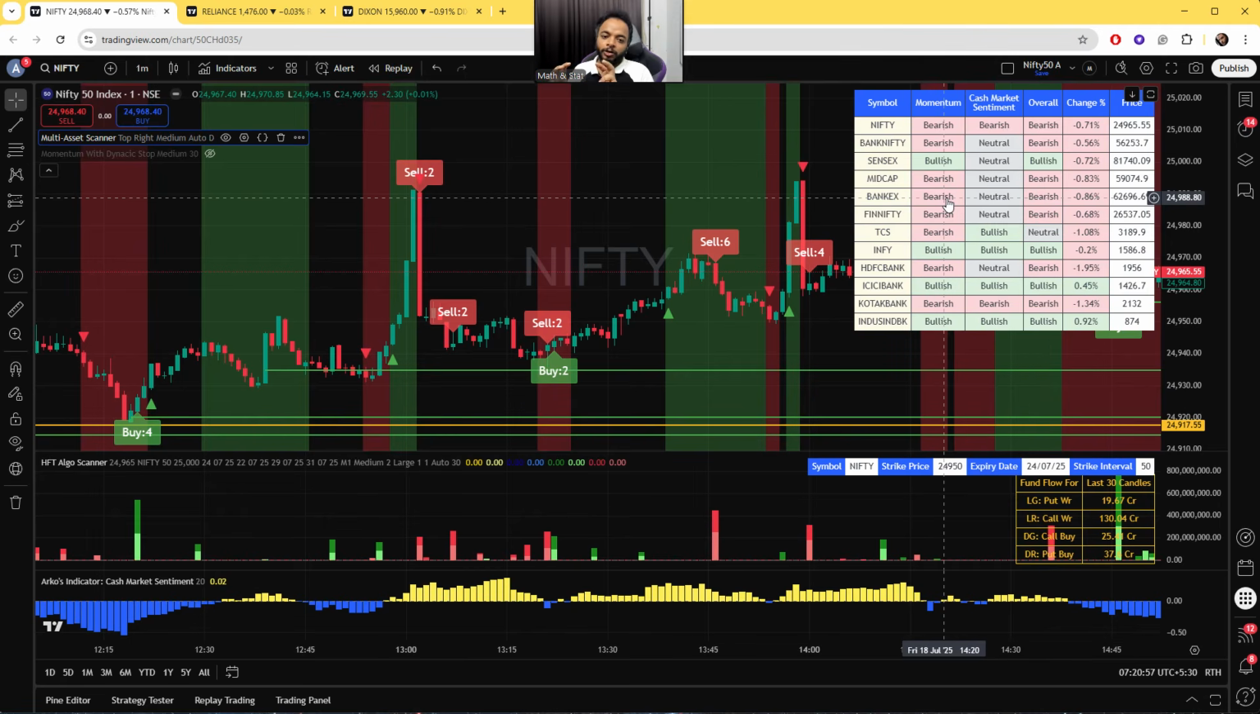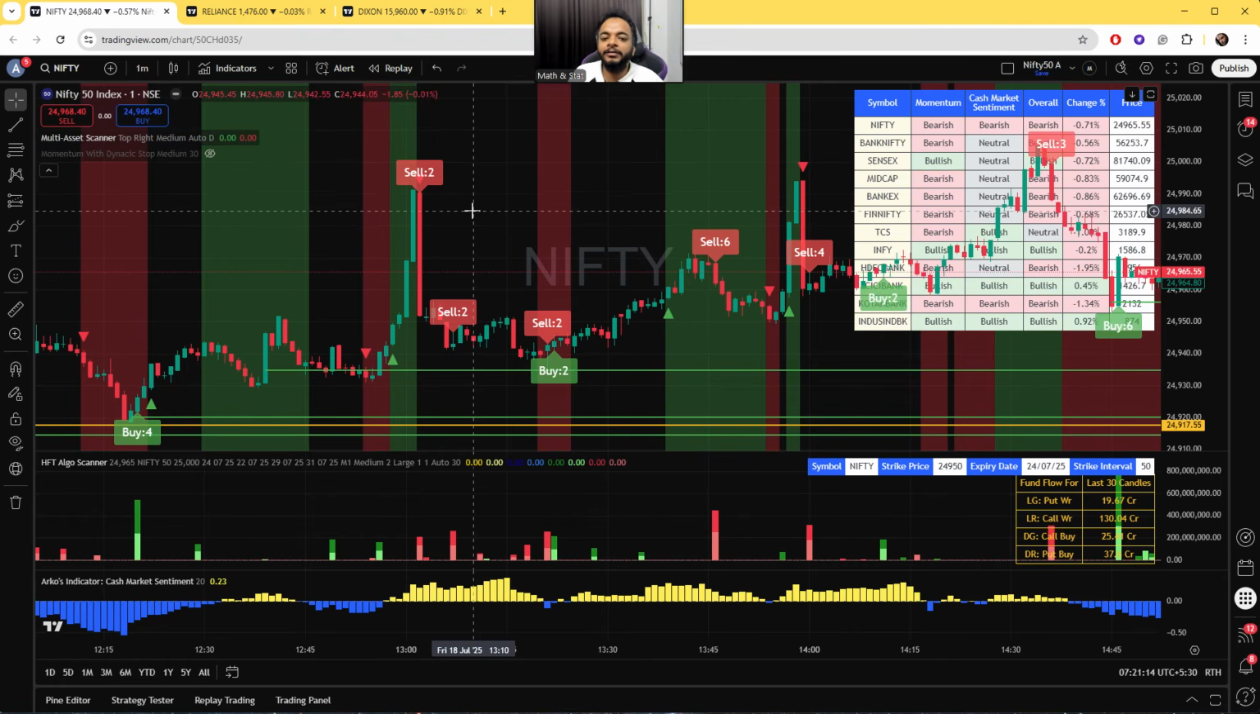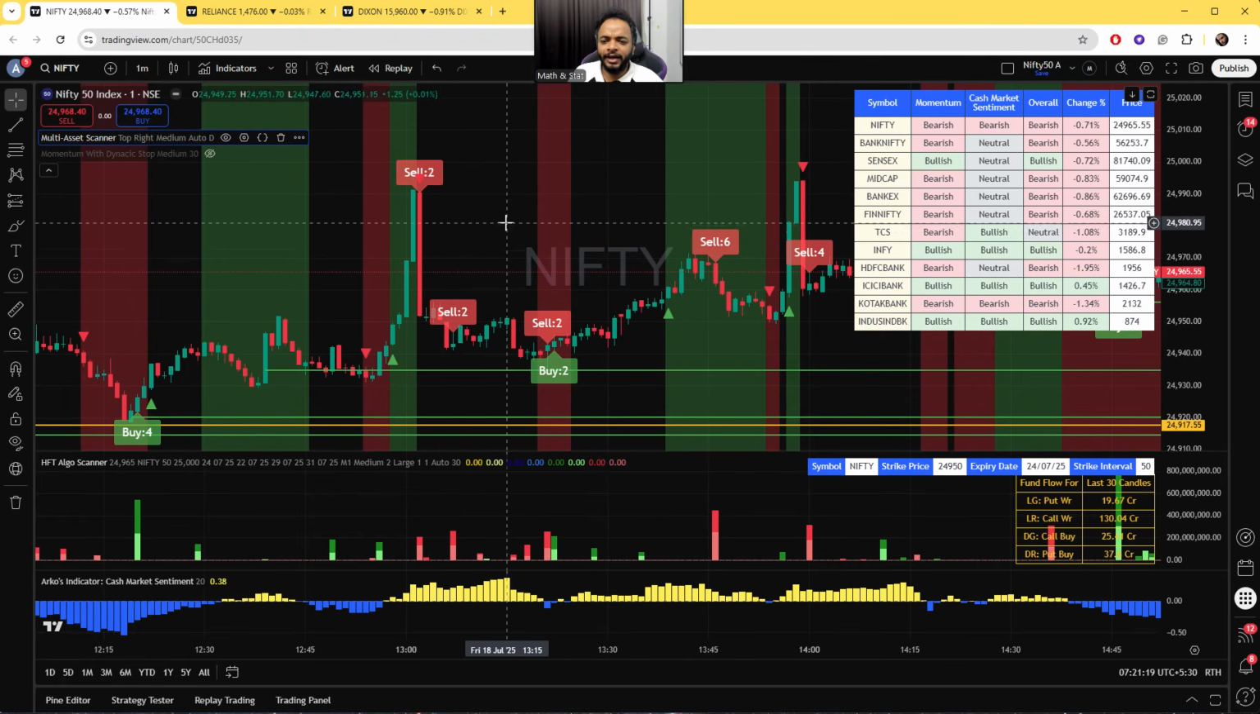If both of them are bearish, it will show bearish. If both of them are bullish, it will show bullish. If one of them is bearish and the other one is neutral, it will show bearish. If one of them is bullish and the other one is neutral, it will show bullish. Okay, so that's how it will work. And the empty region that you see, where there is no color, is basically where the neutral sign comes into the picture.